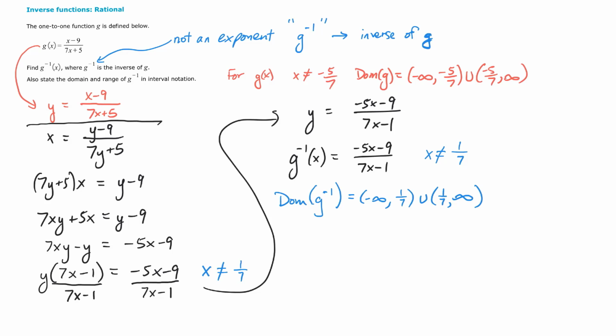We've got to find the range as well. For the range, notice there is a horizontal asymptote. The horizontal asymptote is simply the coefficient in front of the x in the numerator over the coefficient in front of the x in the denominator. And that is because the degree of the numerator is 1 and the degree of the denominator is 1. So to get the horizontal asymptote, we simply look at the coefficients and we're going to write y equals. The horizontal asymptote is y equals negative 5/7.